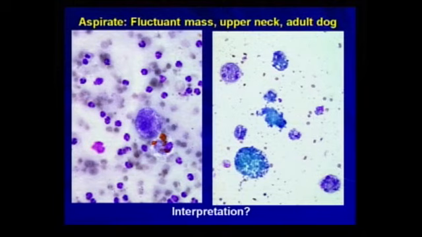This is one that I said we should be able to diagnose early. I'm glad I have these pictures I shot to put in the presentation. And this dog had a soft fluctuant mass in the upper neck. And it was aspirated. It was soft. The clinician thought it was a lipoma, and aspirated and came out with a lot of, well, let's take a look and see what we have.